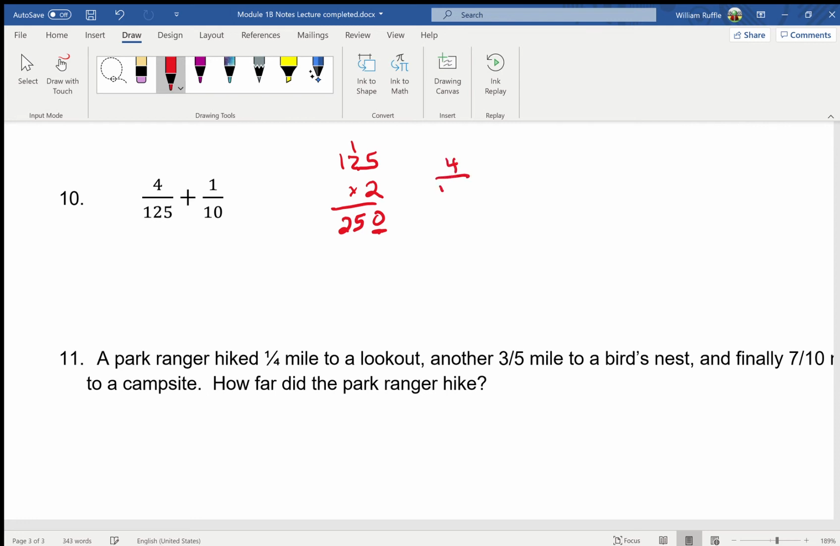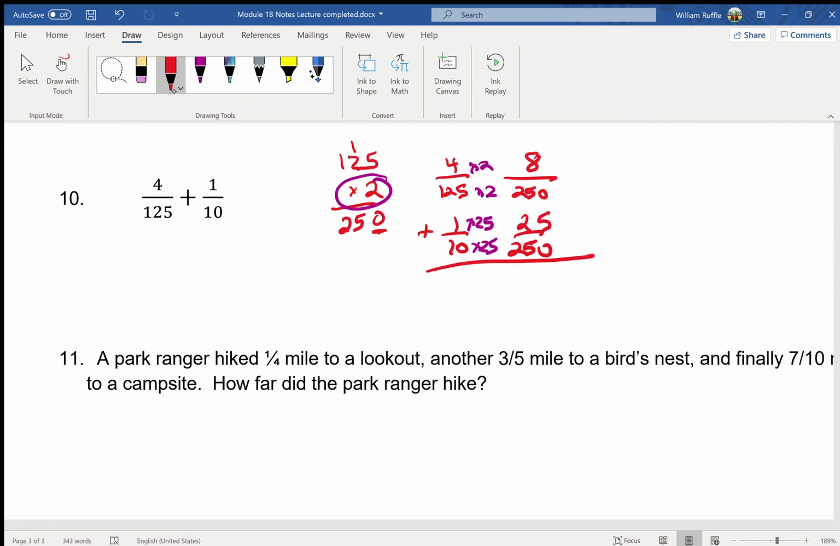So it's 4 over 125 plus 1 over 10. 250 is my common denominator. So what do I have to multiply top and bottom by? Well, I just did it right there, times 2. And this is actually on the multiplication chart, but you should be able to get 10 times 25. So 4 times 2 is 8. 1 times 25 is 25. They both have the 250. 8 plus 25 is 33 over 250.